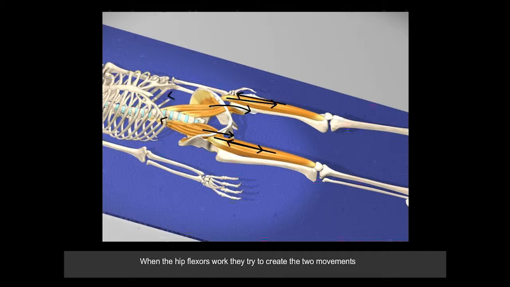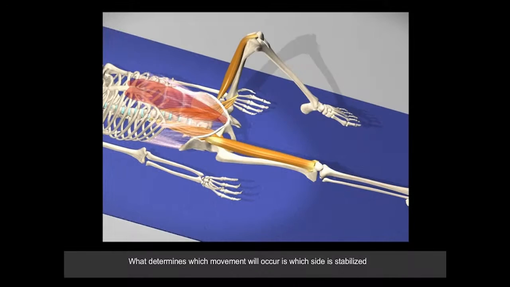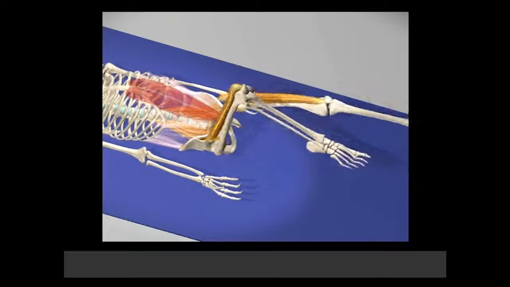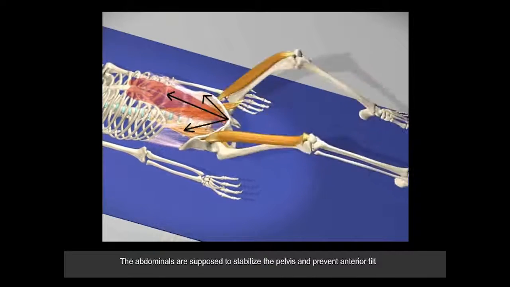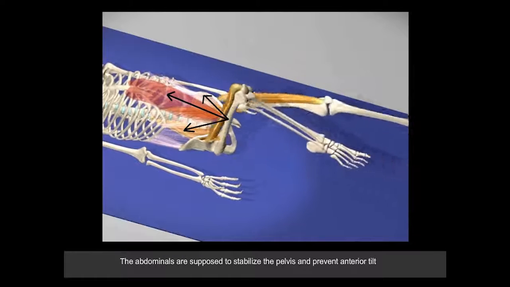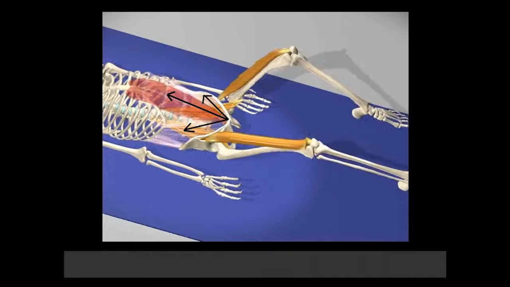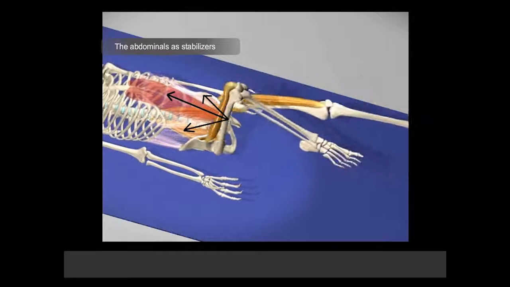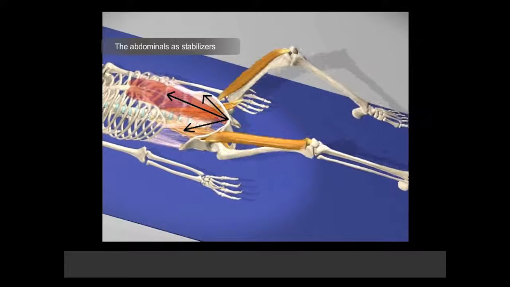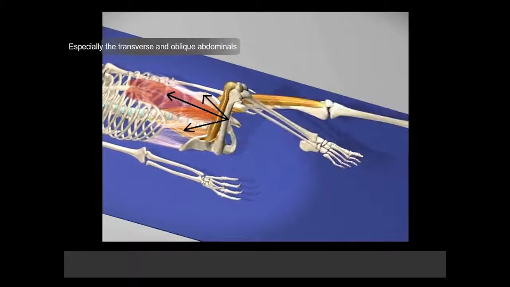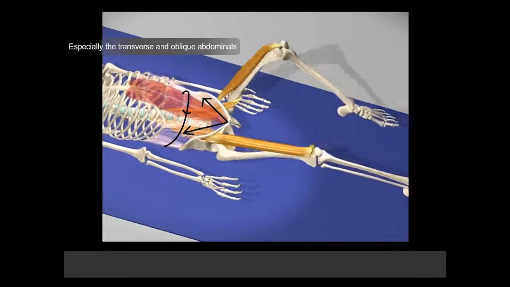When the hip flexors work, they try to create the two movements. What determines which movement will occur is which side is stabilized. The abdominals are supposed to stabilize the pelvis and prevent anterior tilt. The abdominals act as stabilizers, especially the transverse and oblique abdominals.